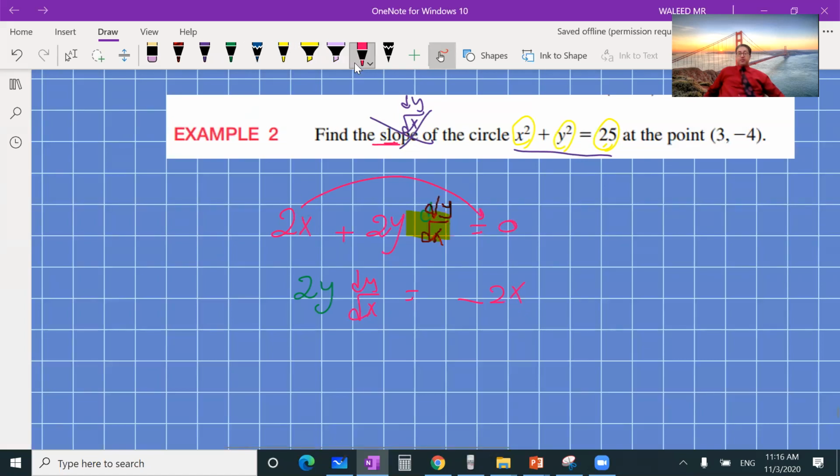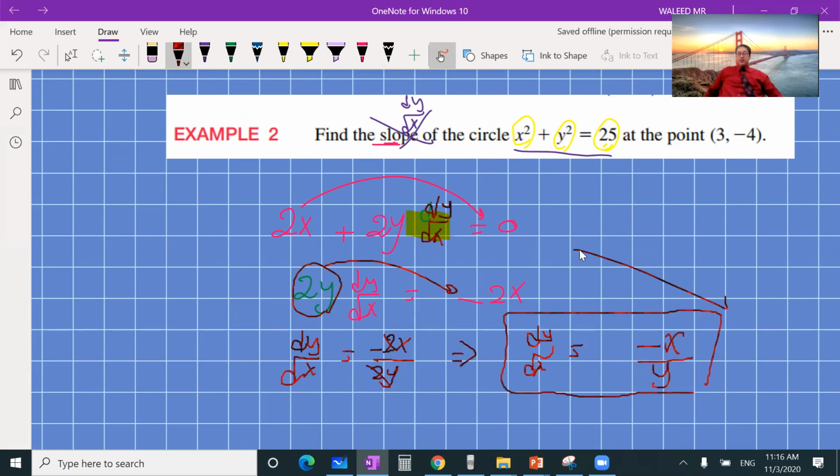The third step: divide negative 2x by 2y. dy over dx equals negative 2x over 2y. Move it to the left-hand side. This leads us to say dy over dx equals, canceling, negative x over y. Is it hard for us? Easy.